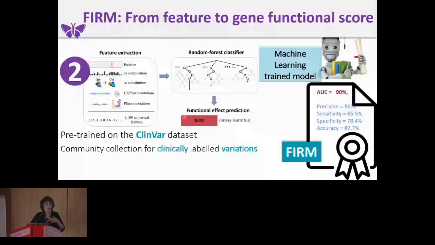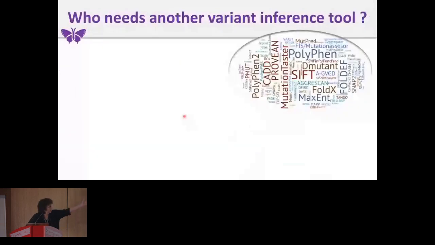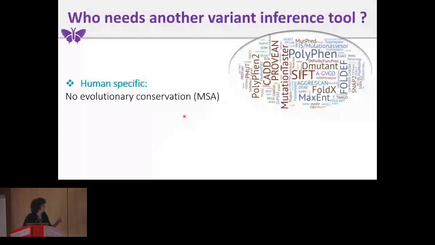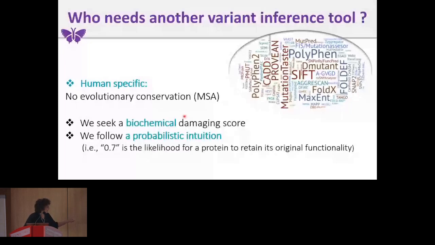But you should ask me, or I should ask myself, why do we need it? We have so many. This is just a list of a few of those tools. I mean, everybody's using them. Why another one? And the reason is that we want something that will be human specific. We did not use any evolution, no multiple sequence alignment, nothing. It's only human specific, and that's one point. And the second one is that we seek only biochemistry, so we don't look at anything else, and we do it with a probabilistic intuition. Namely, if we got a score of 0.7, it means that it is the likelihood of the protein to retain its original functionality, which is 1.